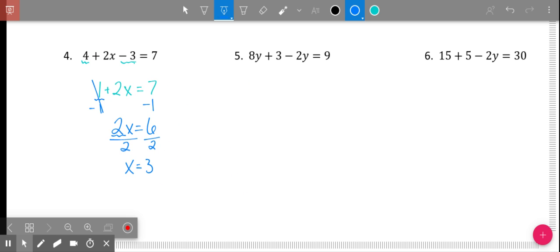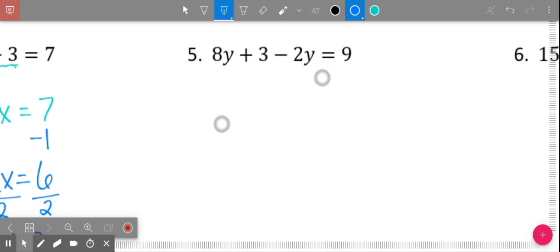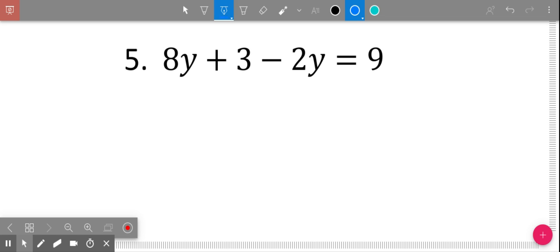Remember, if you think I'm writing too fast, go ahead and hit pause. Ask me a few questions if you need to. On to number 5. We have 8y plus 3 minus 2y is equal to 9. Notice this one is a little different because we have two variables on this side of the equal sign. Anytime we have multiple variables, we need to combine our like terms.